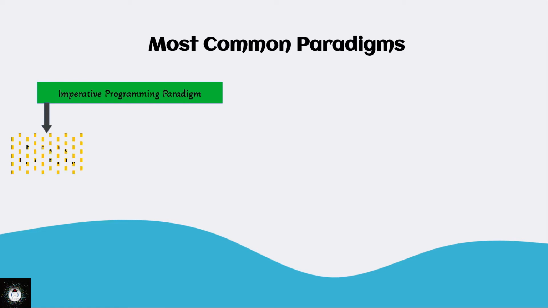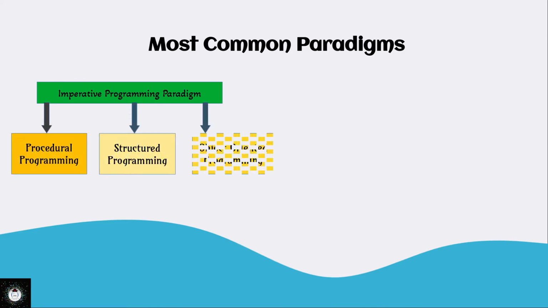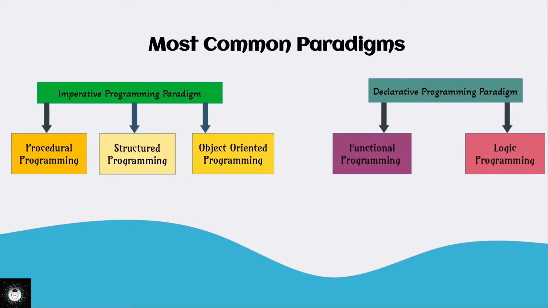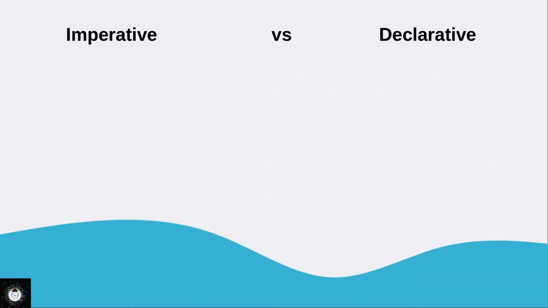So the most common paradigms that we have are the imperative programming paradigm, and the other one is the declarative programming paradigm. So under imperative you have procedural, structured, and object-oriented programming, which you simply call OOPS, right? And the other one is declarative programming, with functional programming and logic programming.